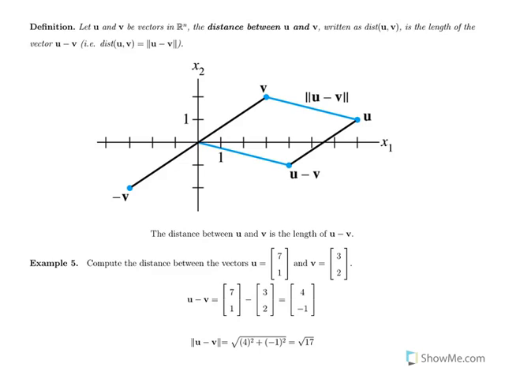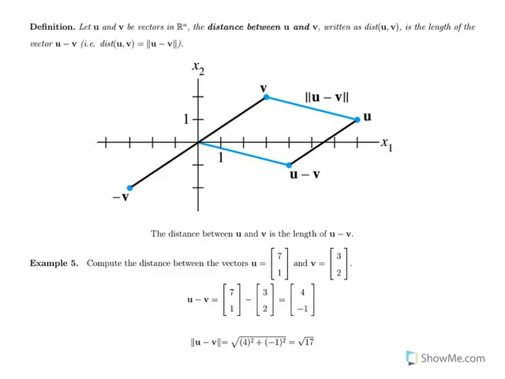So next we're going to think about the distance between two vectors. If I have two vectors in Rn, the distance between u and v, which is sometimes written as dist(u, v), is the length of the vector u minus v. So that is the norm of u minus v.